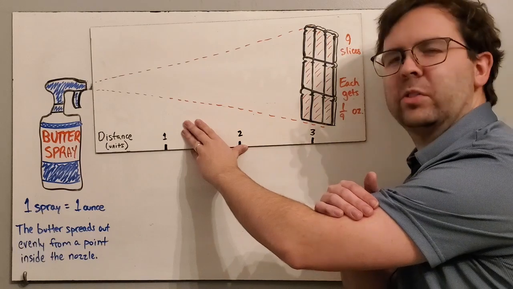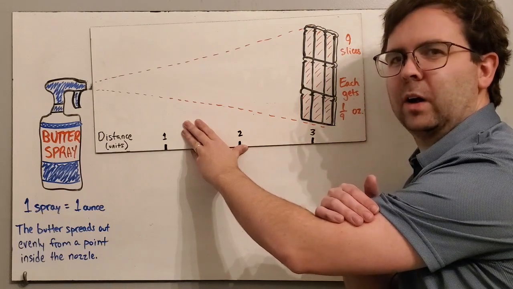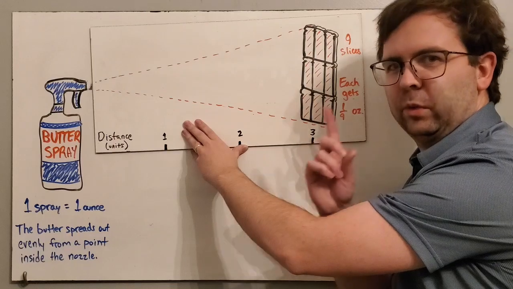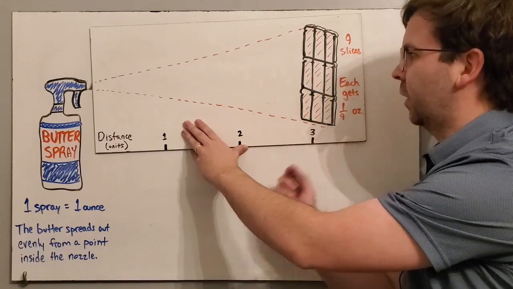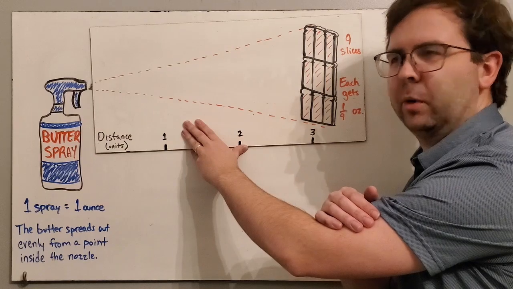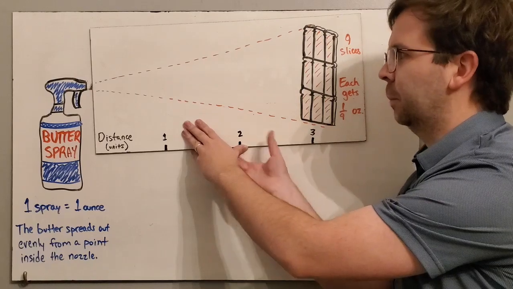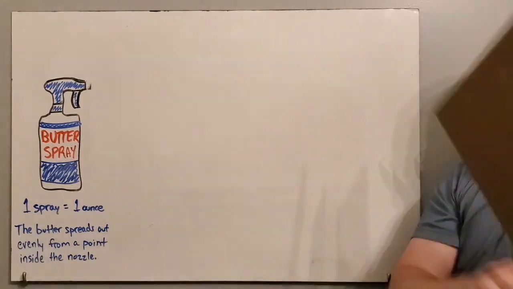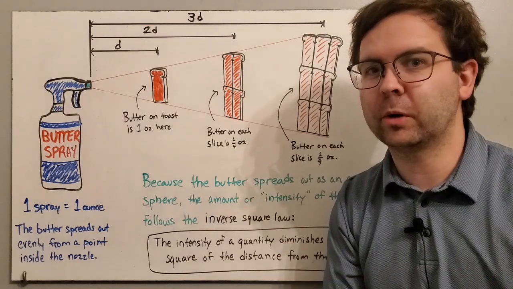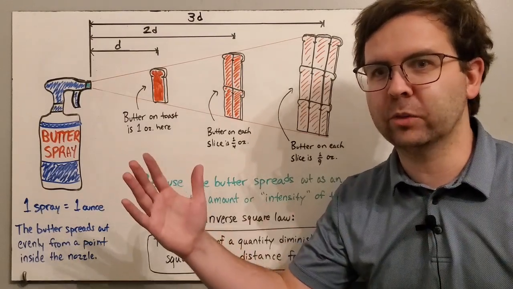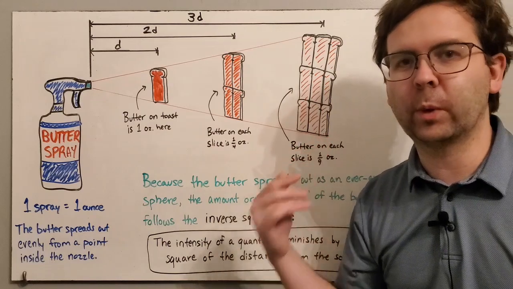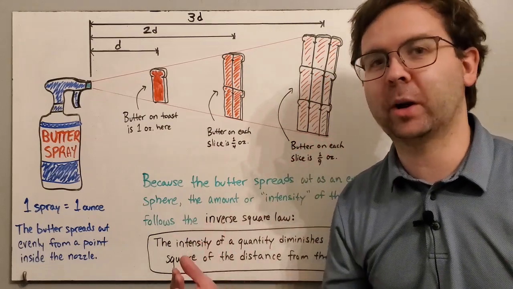The butter is getting really thin at this point. It's having to cover a lot of area in 1 single spray. And so each slice is getting much, much less butter than it did when it was just 1 unit of distance away from the spray nozzle. So because the butter is expanding in all directions, as you get further and further away, it has to cover a much greater amount of area.